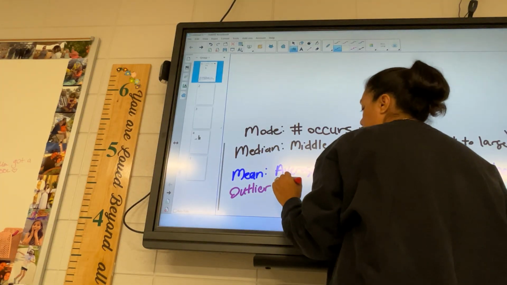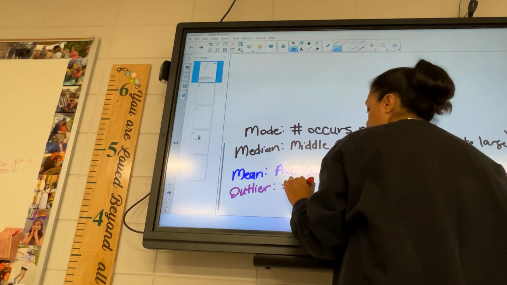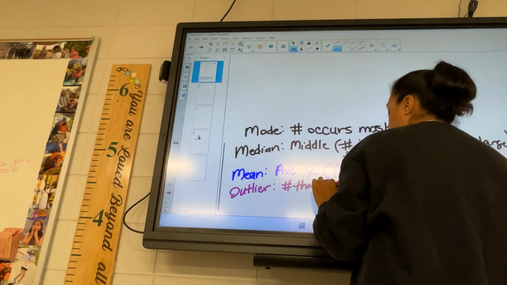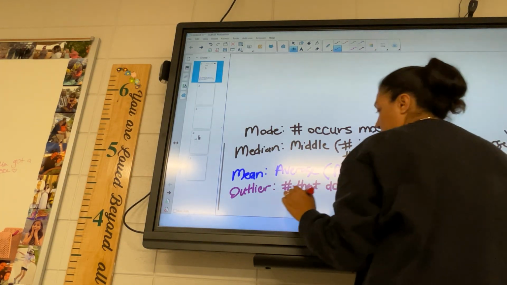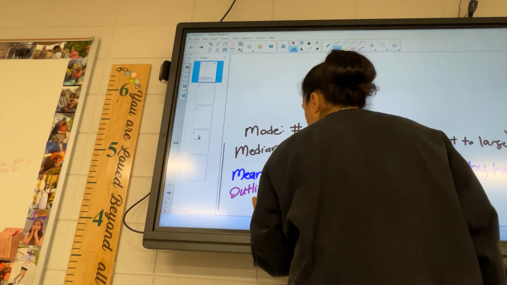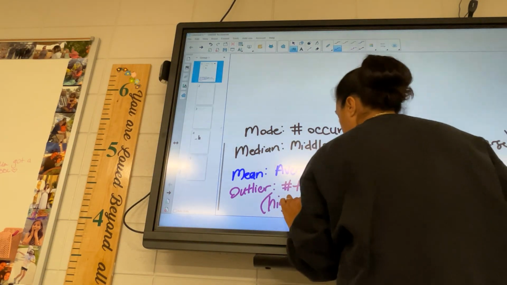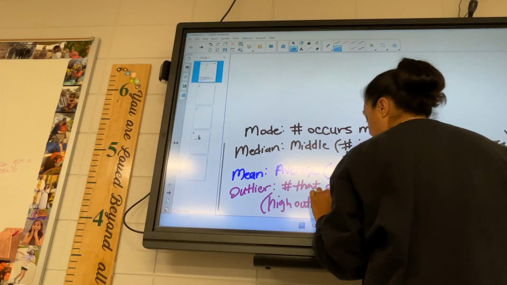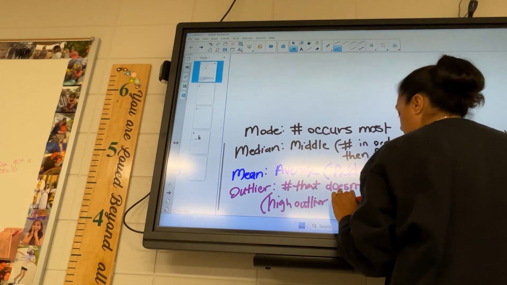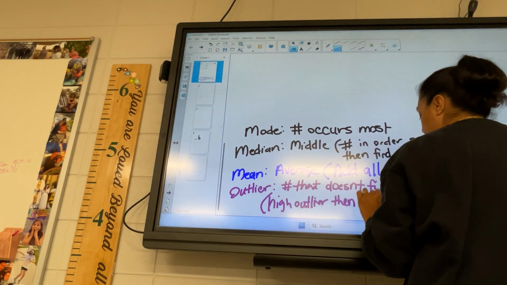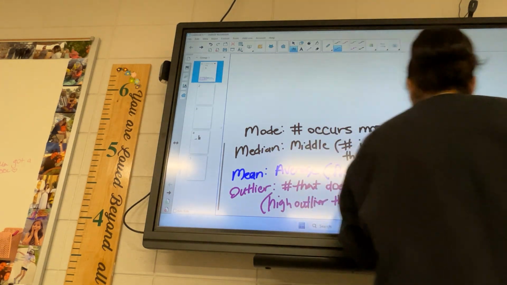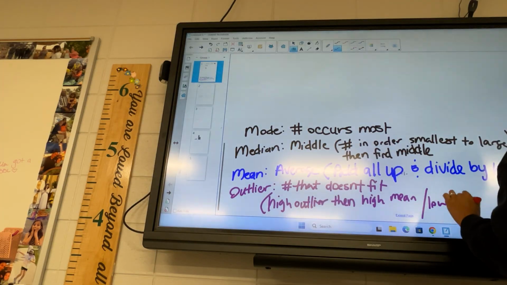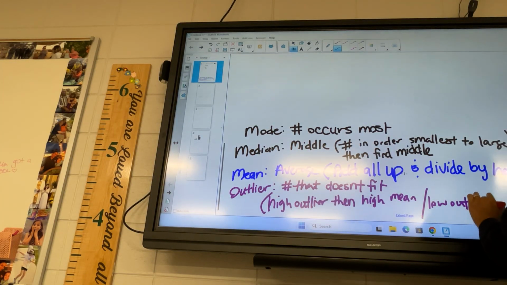An outlier is a number that doesn't fit. If there's a high outlier, then you have a high mean. A low outlier equals low mean.